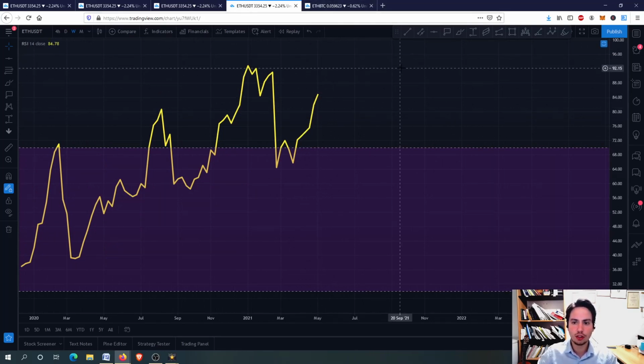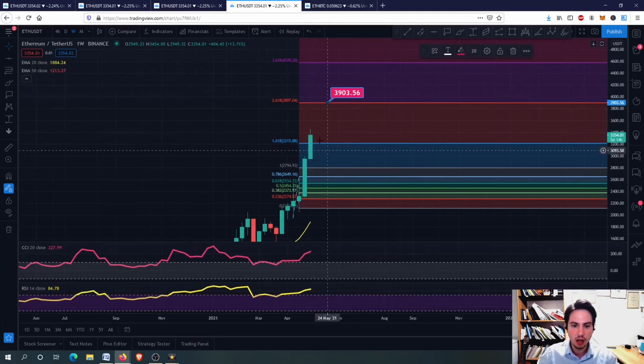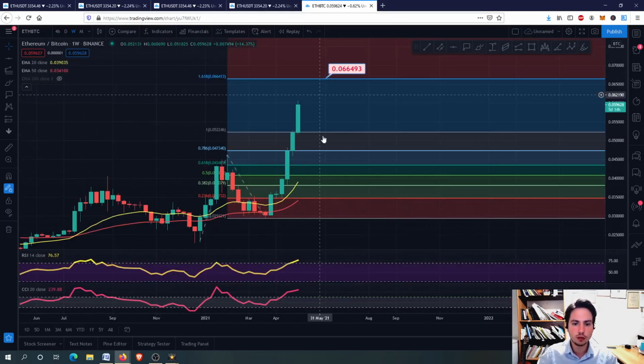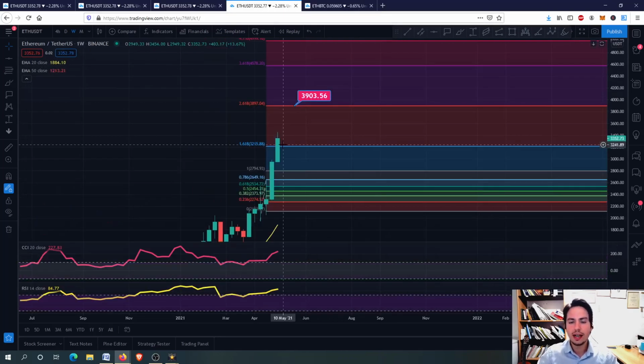I told you guys, for Ethereum against USDT, we might hit the 3,900, we might go below. Right now we went above the 1.618, and of course for Ethereum against Bitcoin, we made the 1 hour support. We are going towards this 1.618, 0.066 to 67. So yes, we have some room to grow.